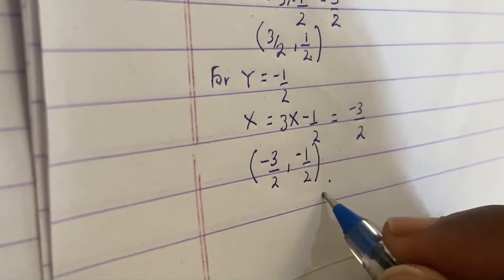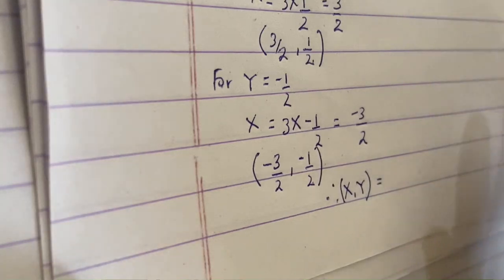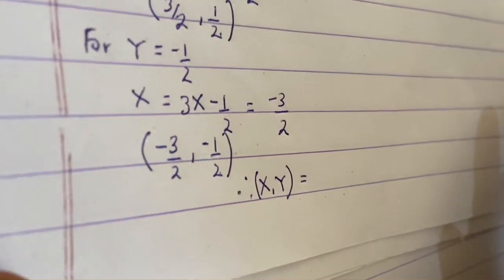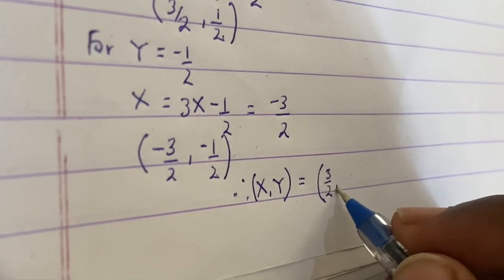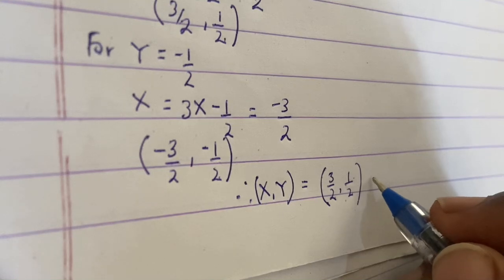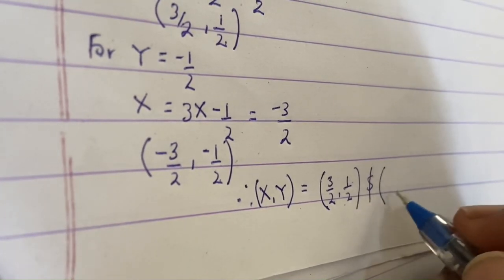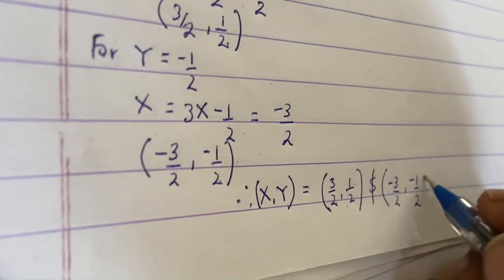So therefore x and y is equal to 3 over 2 and a half, and negative 3 over 2 and negative a half.